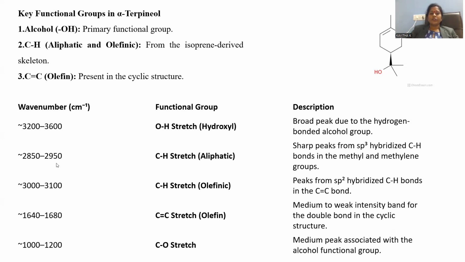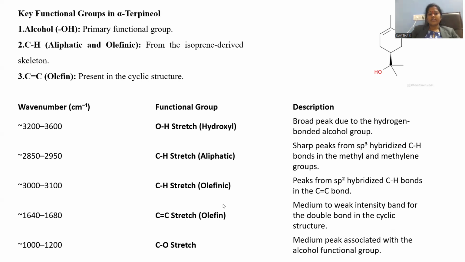And a peak at 2850 to 2950 cm⁻¹ is another peak observed. That is for aliphatic carbon-hydrogen stretch, for sp3 hybridized carbon atoms. You can clearly observe here methyl, here methyl, here methyl. Those give rise to the peaks near 2850 to 2950.